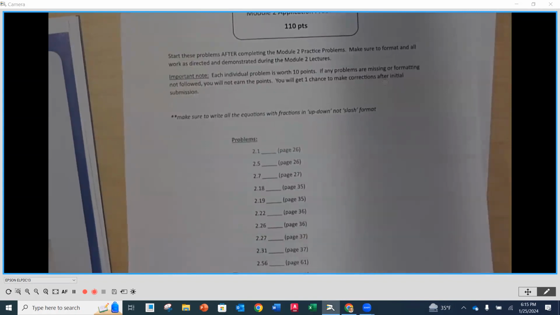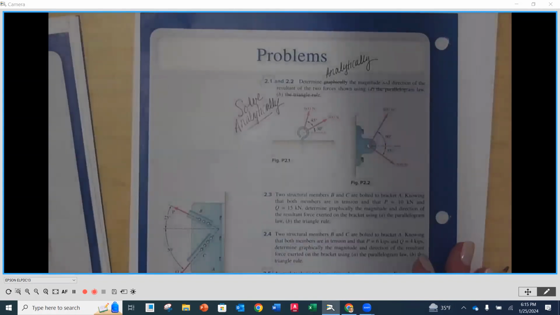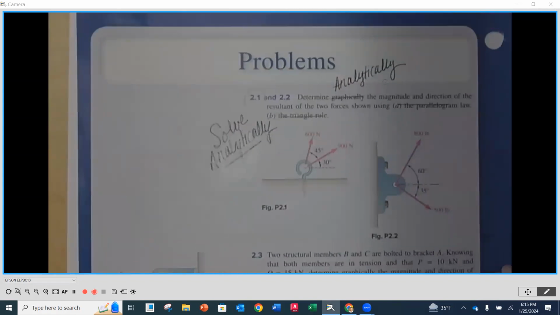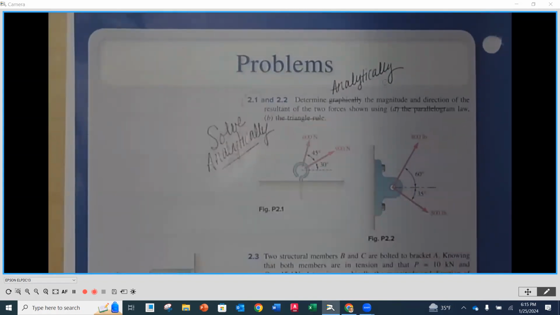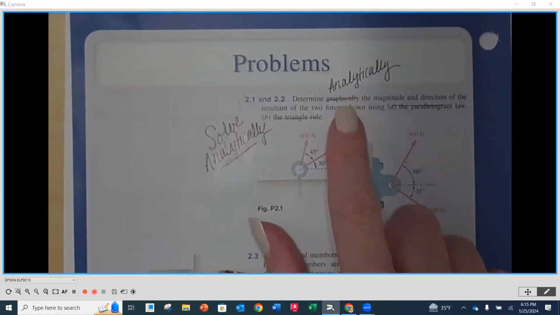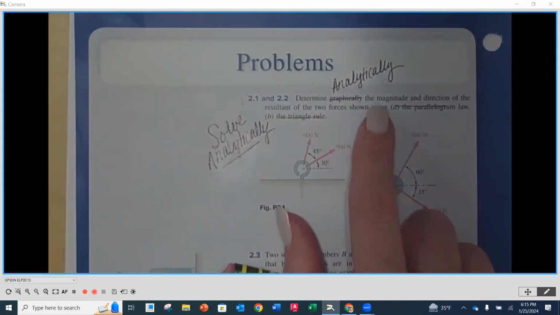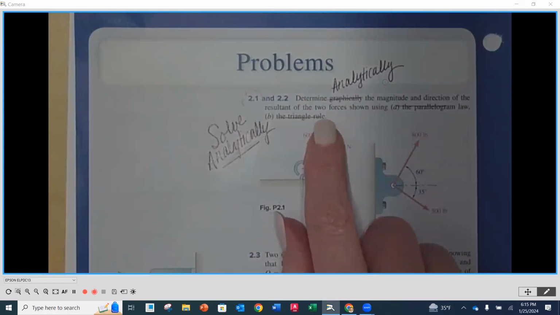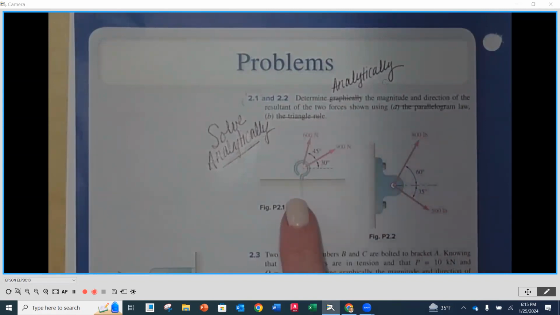So we're going to take a look at number 2.1. Now for number 2.1, it says that you want to determine, the book says graphically, I'm telling you analytically, okay? Meaning you want to do the trig, cosine or the sine law and or combination of, and you want to find the magnitude and direction of the resultant of the two forces that are acting. So 2.1 is right here, okay? And so you want to solve it in that very same way that we just did the last 2 problems.